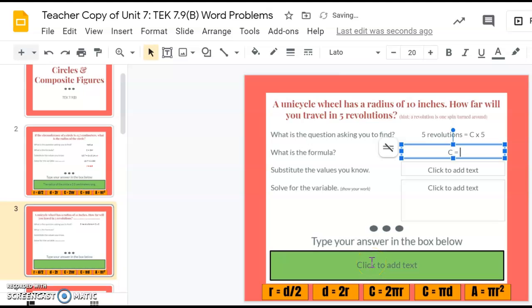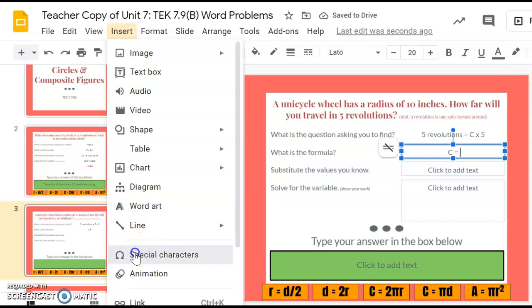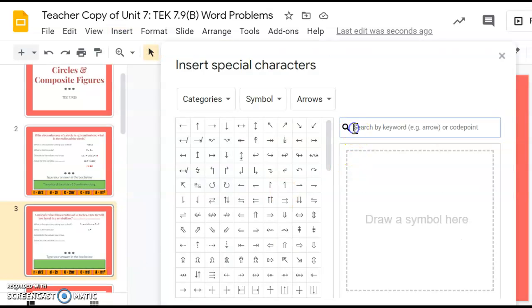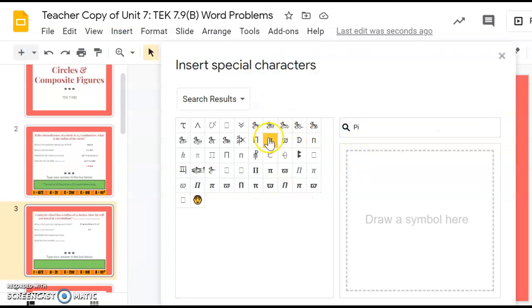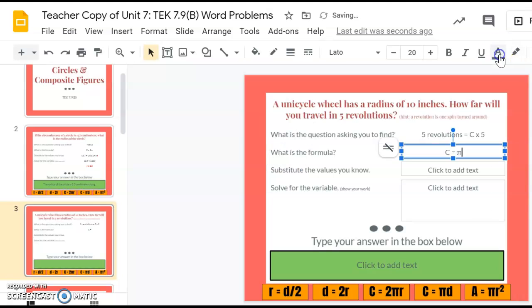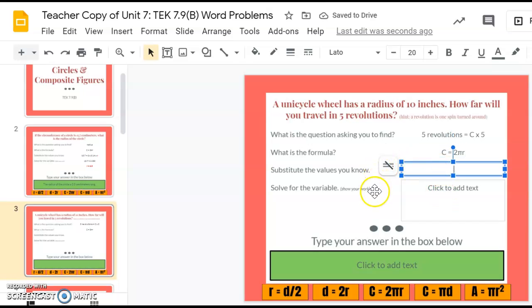So C equals, you want to come up to here to insert special characters. I like that some of you guys are doing this now. Thank you so much. And then delete that. So 2 pi r, we're going to substitute the values that we know. So circumference we don't know equals 2 times pi, which is 3.14, times my radius of 10.